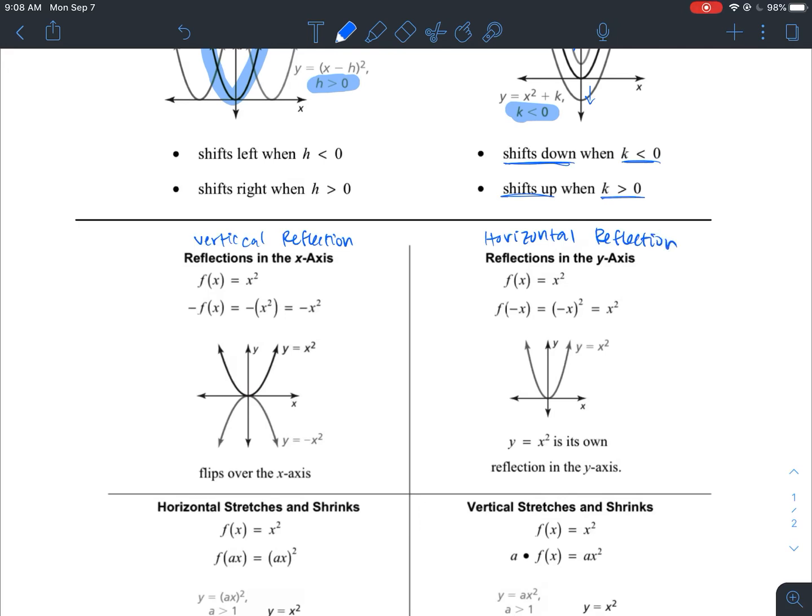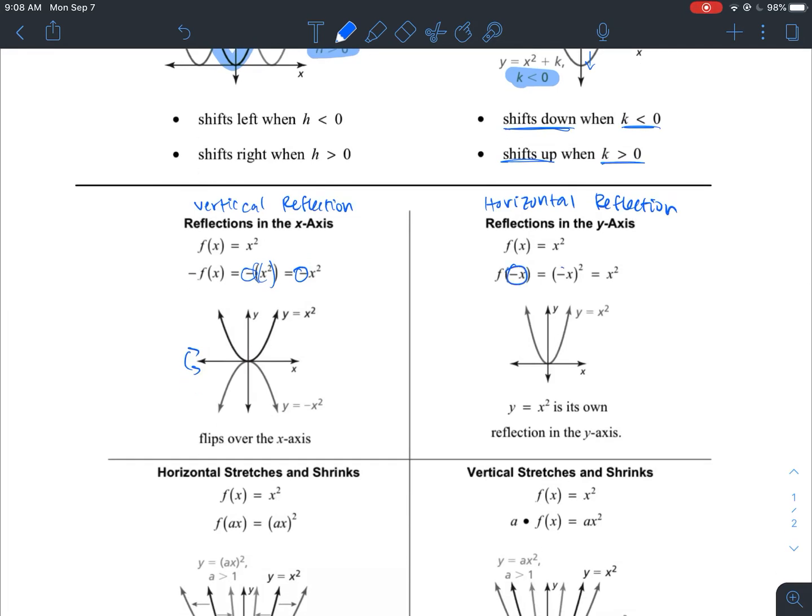So here on the vertical reflection across the x-axis, you have a negative x squared, which is outside of our parentheses right here. You can see our negative's outside, so we flip it across the x-axis. But notice here for the horizontal reflection, our negative is inside of our parentheses, and whenever you square a negative number, well, you just get a positive number, so it's the same. So you can see that there's a reflection across our y-axis, but the thing is, our function is symmetrical across the y-axis, so it doesn't actually affect what it looks like. Okay?